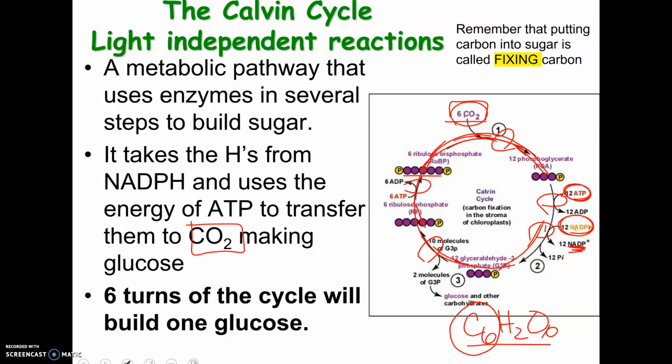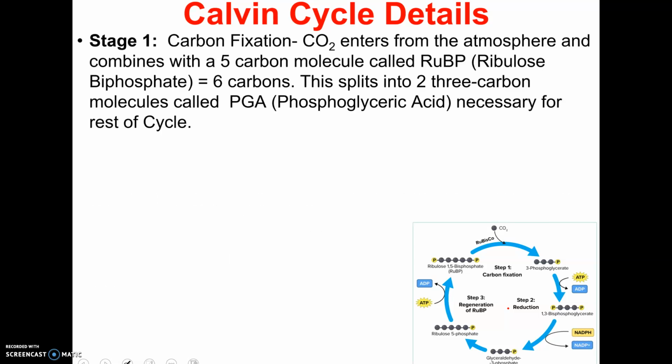The hydrogens are getting added in. This is going to become the hydrogens of glucose. And the ATP are providing the energy for some of these steps that are endergonic. So this is kind of an overview. It's a step-by-step process. Now, we can break it down into kind of 3 main stages.